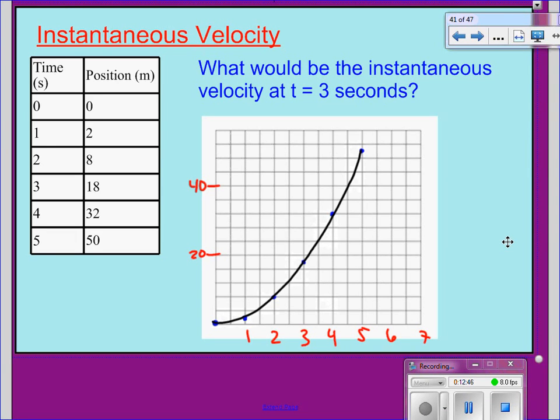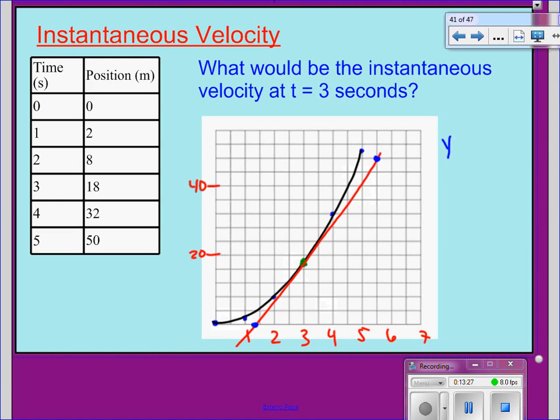Now that I've got my data plotted, I can now figure out what is the instantaneous velocity. The question says, what's the instantaneous velocity at 3 seconds? And so 3 seconds would be right here. So what I'm going to do is, using a straight edge, or to the best of my ability using a straight edge, draw a tangent line that would touch at just that point. Something like that. Obviously it's not going to be perfect, but we can get pretty close. Now I want to choose 2 points that lie perfectly on that tangent line. Maybe I'll use this point right here, and maybe I'll use this point down here.